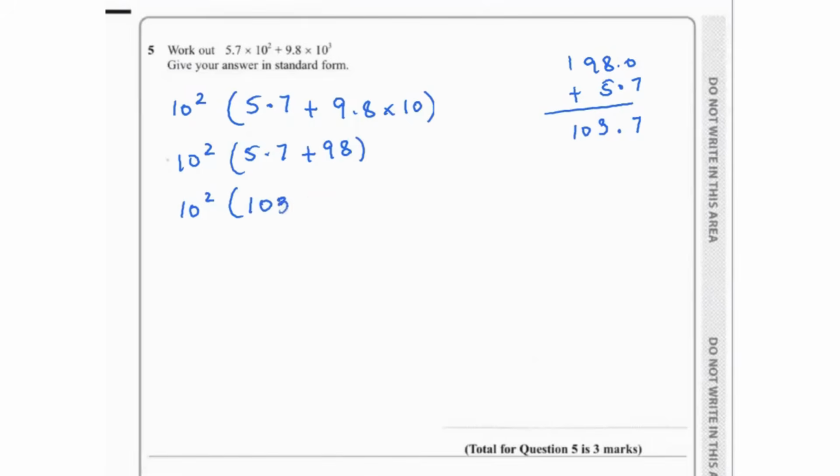So 103.7. Now we're going to convert this into standard form. So 103.7 times 10 squared. As you know, in standard form, the decimal comes after the first non-zero digit. So we move the decimal 2 places to the left, so 1.037, and we add 2 to the power, so it's going to be 10 to the power of 4. This is your answer in standard form.